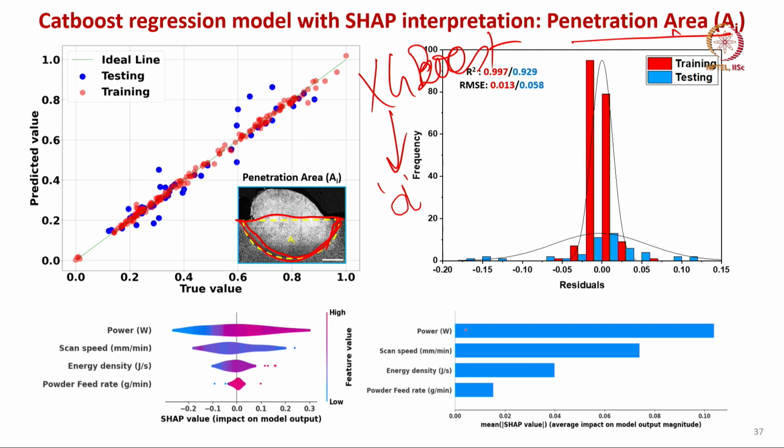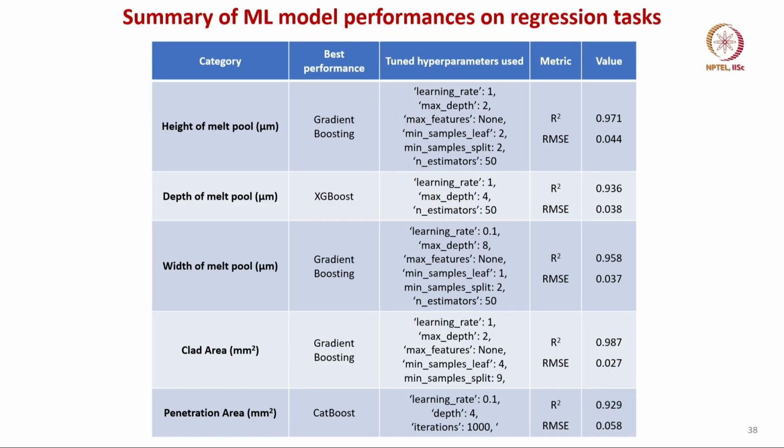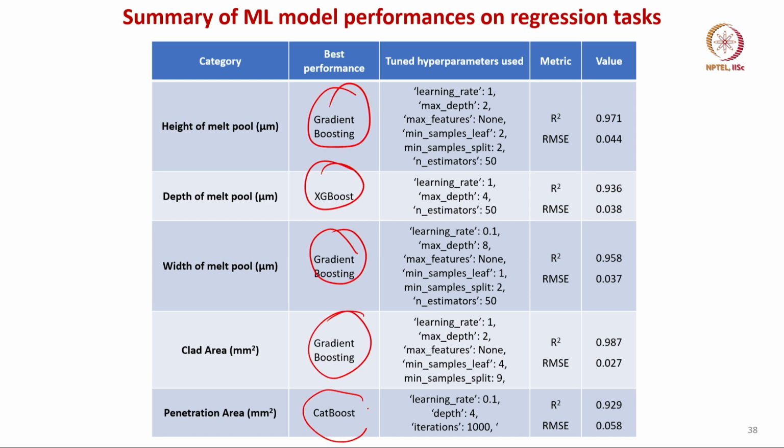Like depth, for penetration area you can also see that power has more impact, as analyzed by SHAP, compared to the scan speed. So, this is the summary of the model performances: gradient boosting, XGBoost and CatBoost. Height, width and clad area, these three are best with gradient boosting. XGBoost is best for the depth of melt pool, and penetration area is best with CatBoost.